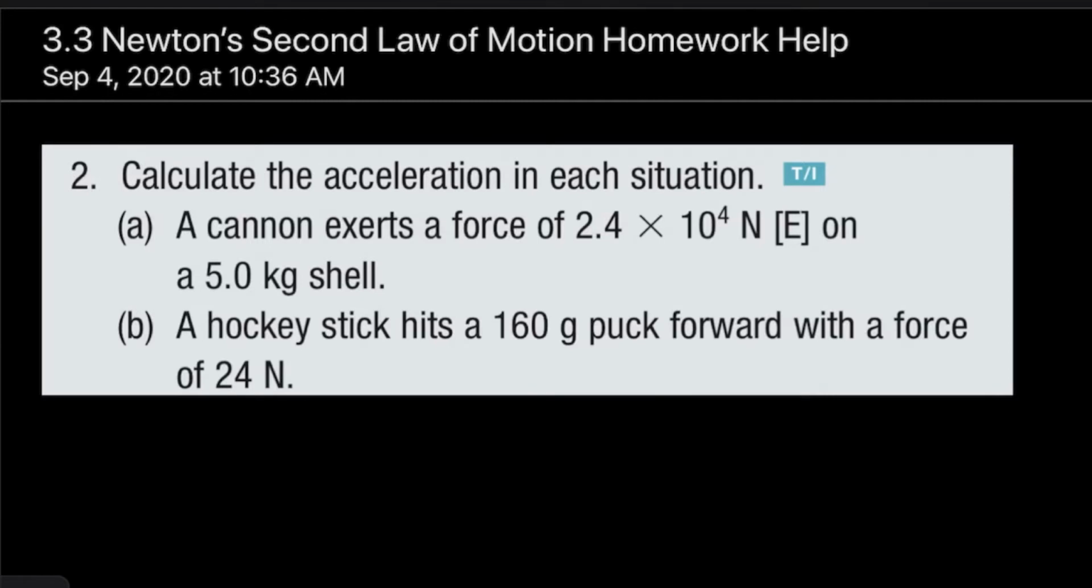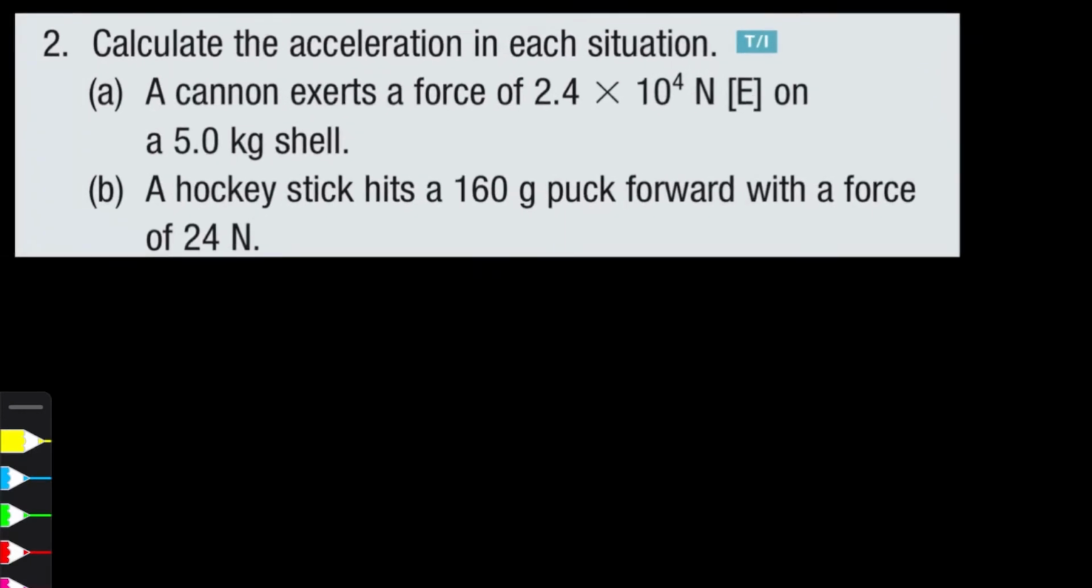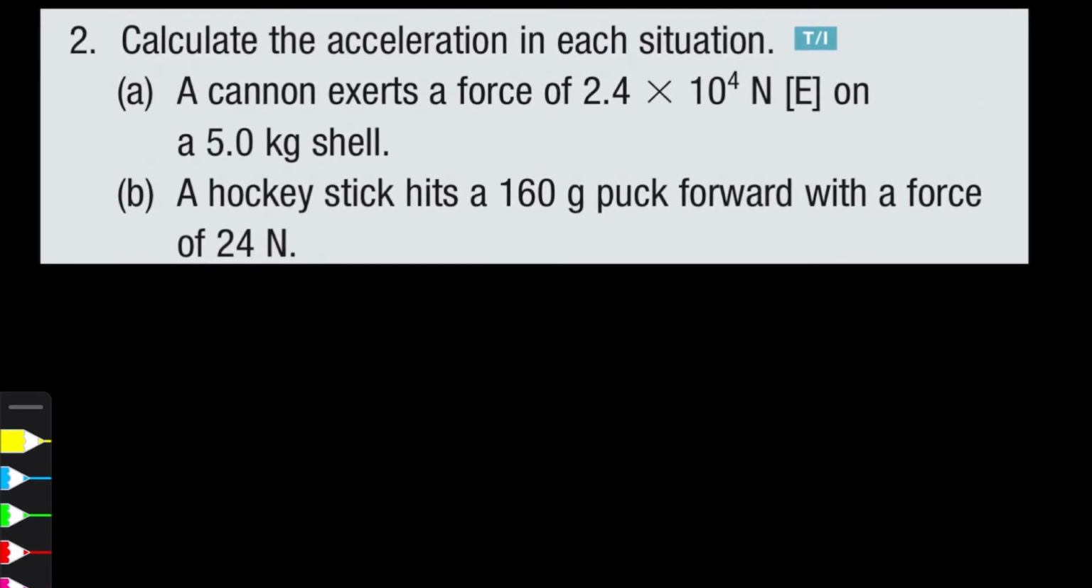So from question number 2, let's read it together. They want us to calculate the acceleration in each situation. Part A, a cannon exerts a force of 2.4 times 10 to the power 4 newtons east on a 5 kilogram shell.